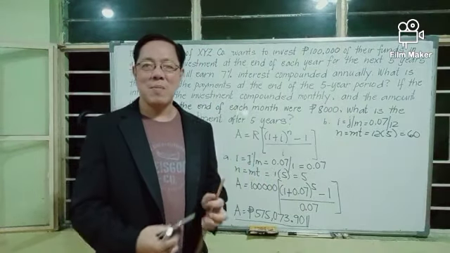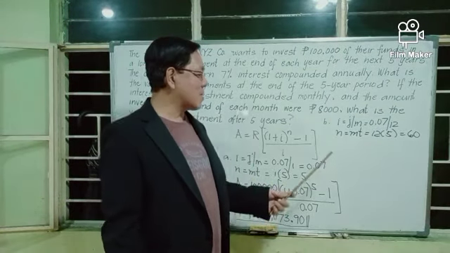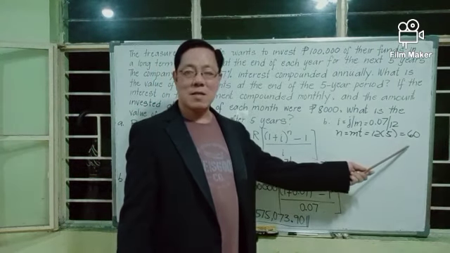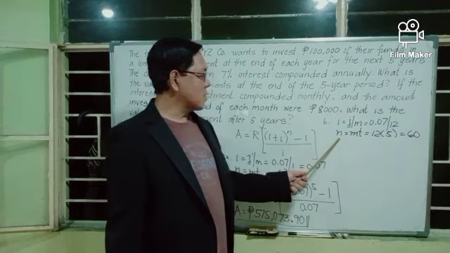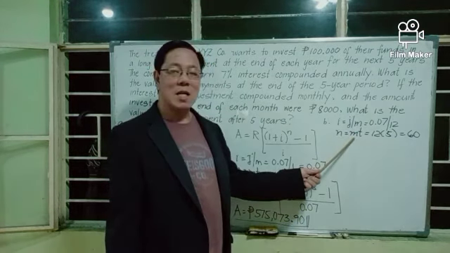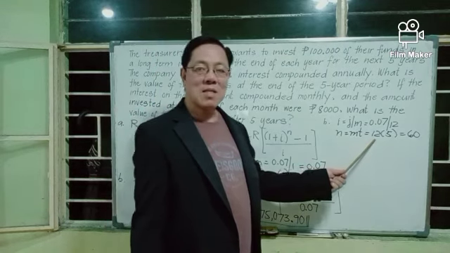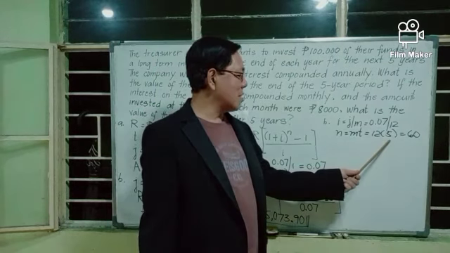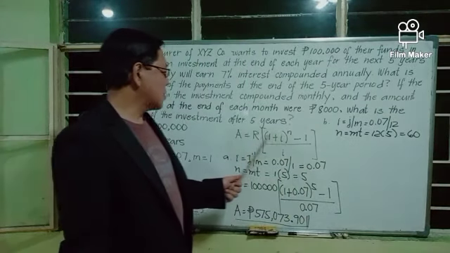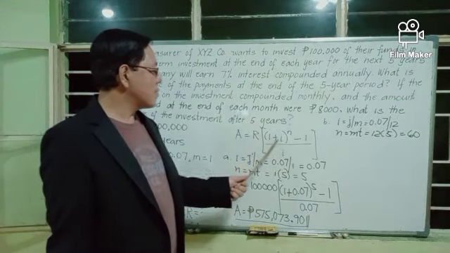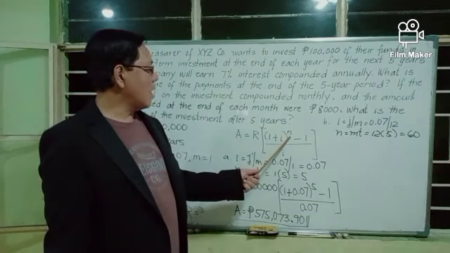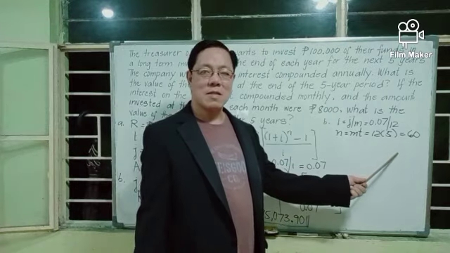Over a period of 5 years, the total number of regular payments to be made, each payment equal to 8,000 pesos, is 60 payments. Computed by this formula, N equals M multiplied by T, where M is equal to 12. 12 payments in 1 year for 5 years. 12 multiplied by 5 equals 60. We substitute 8,000 for R. I equals 0.07 divided by 12. And N is replaced with 60.